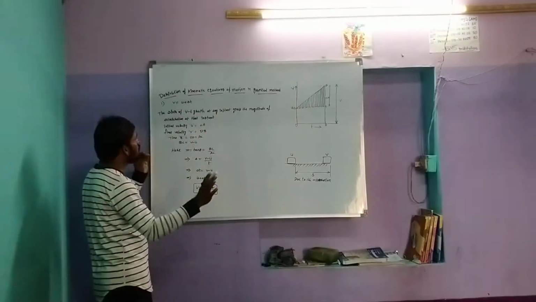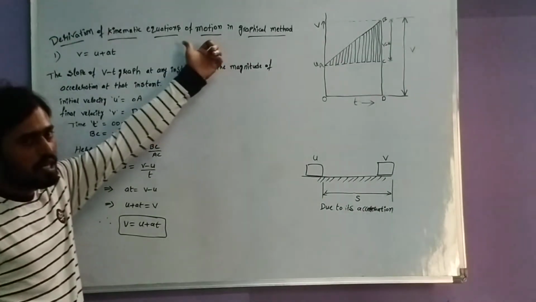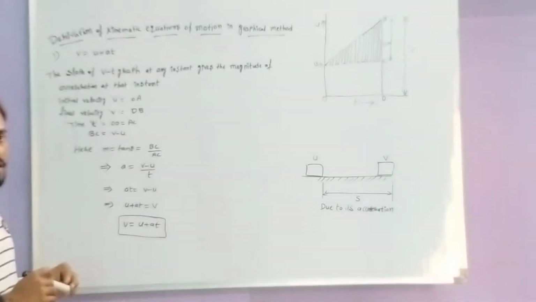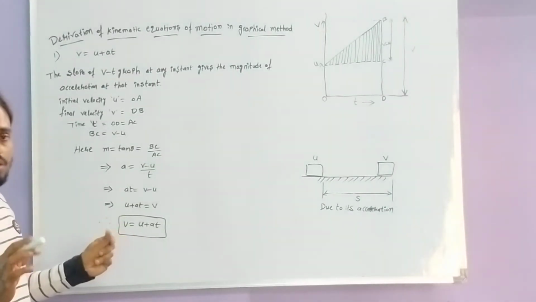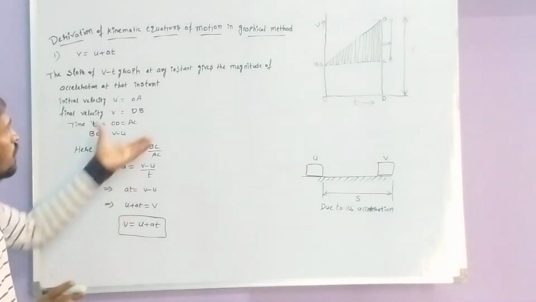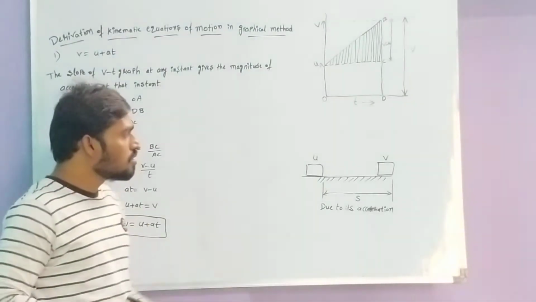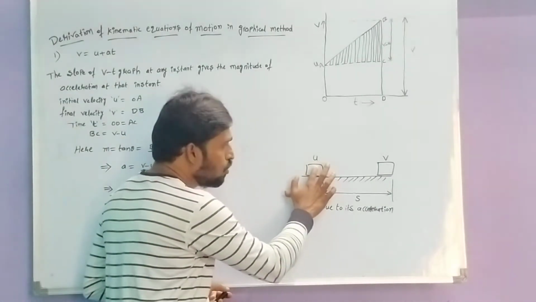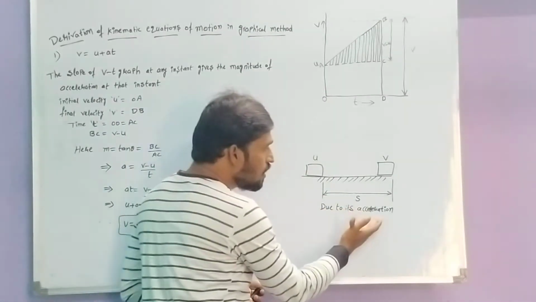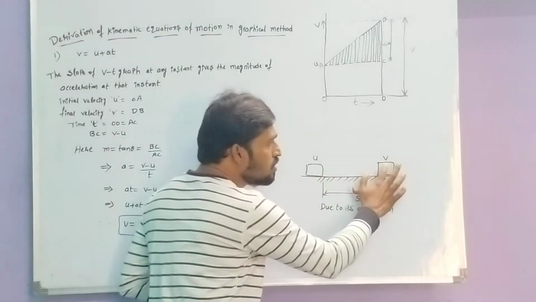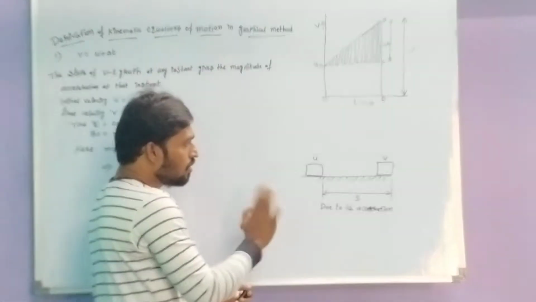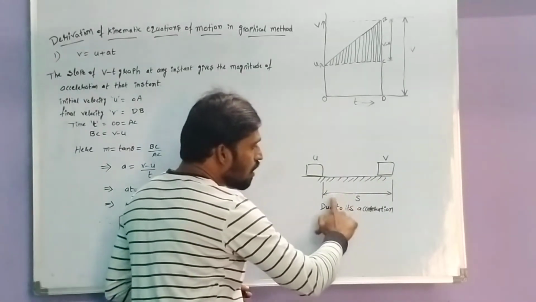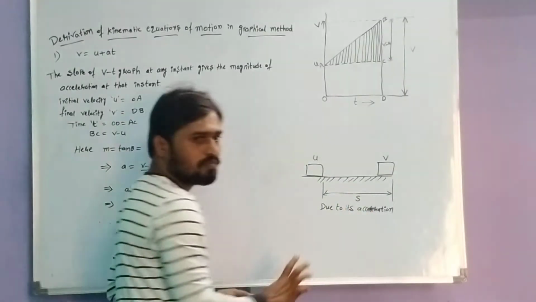Today we are going to discuss the derivation of kinematic equations of motion by the graphical method. In the earlier class we learned it through the calculus method. Today we learn through the graphical method. Consider a body moving with initial velocity u. Due to its acceleration, its final velocity changes to v. Clear? During this time t, the body covers a distance s.